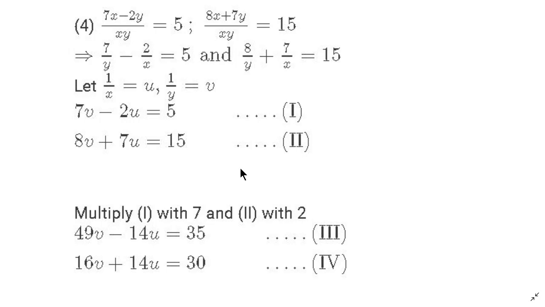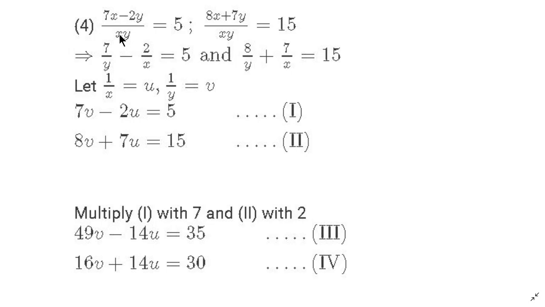Example number 4 is (7x minus 2y) upon xy is equal to 5, and (8x plus 7y) upon xy is equal to 15. So what is given here is also in a non-linear format, but we can do it by doing some operations, right?